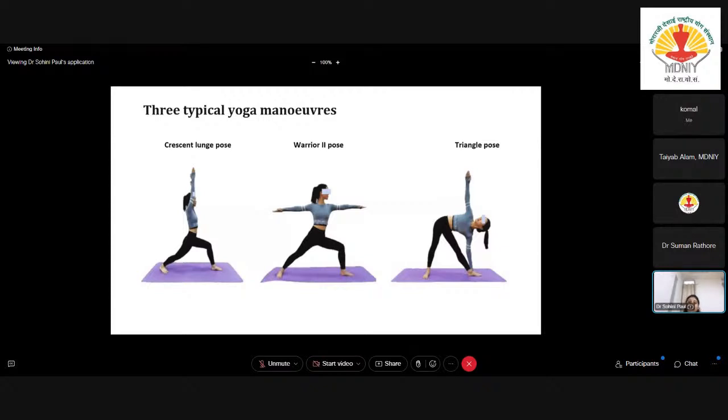Now, if we talk about the individual analysis of these three movements, this group of scientists observed that in the triangle pose, they performed the significant and largest range of motion of the hip, right, of your knee and your ankle in the sagittal plane. Got it?